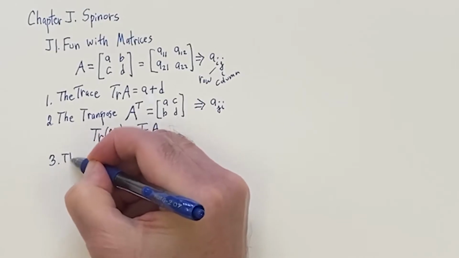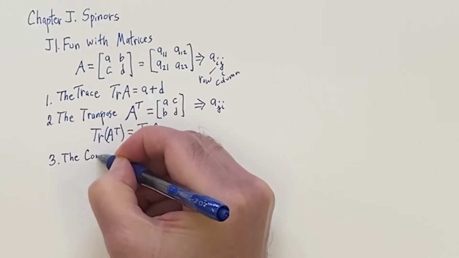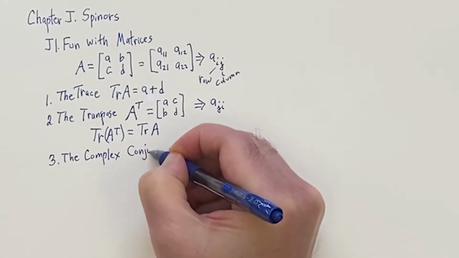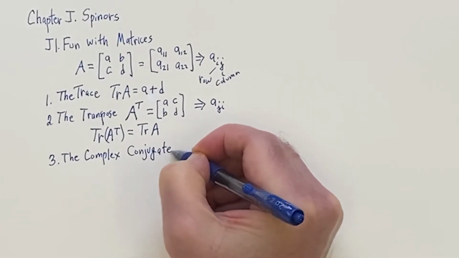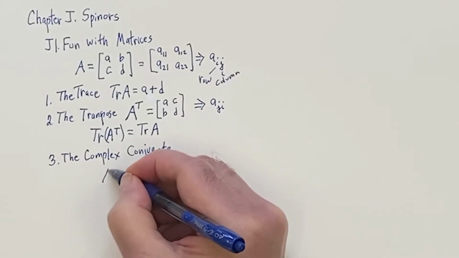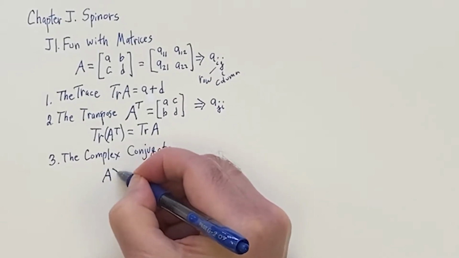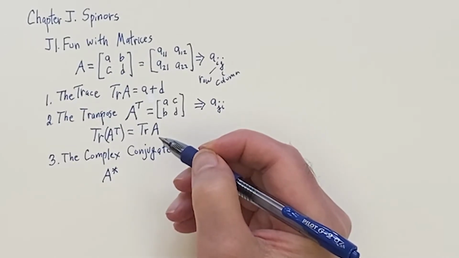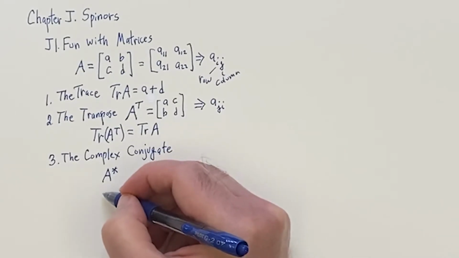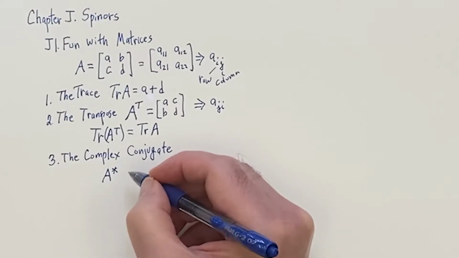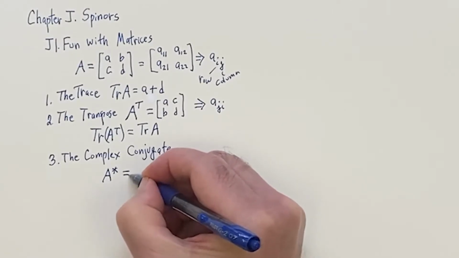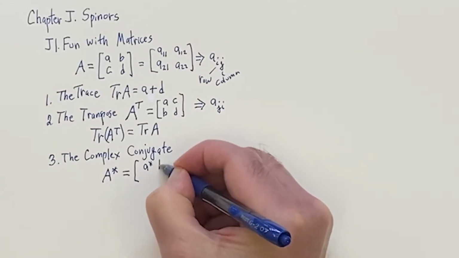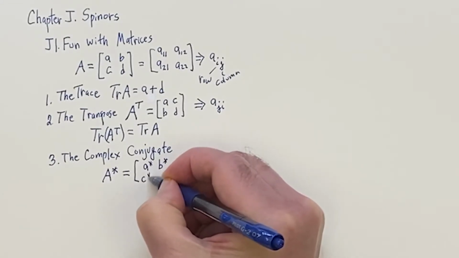3, the complex conjugate. For the complex conjugate, we'll use a star here in physics. In math classes, pure math, a bar over the A's, you might encounter it there. But here we're going to use the physics terms. This would be the complex conjugate of each entry.